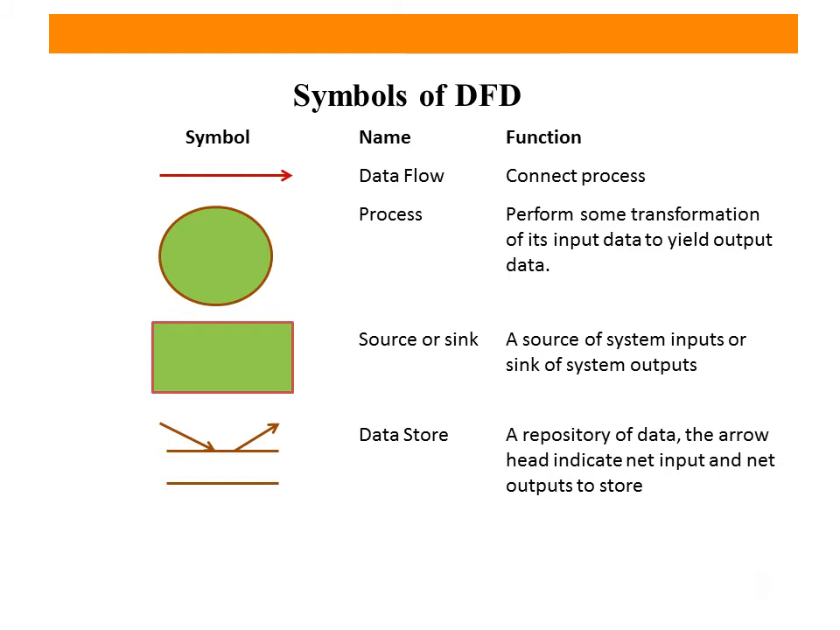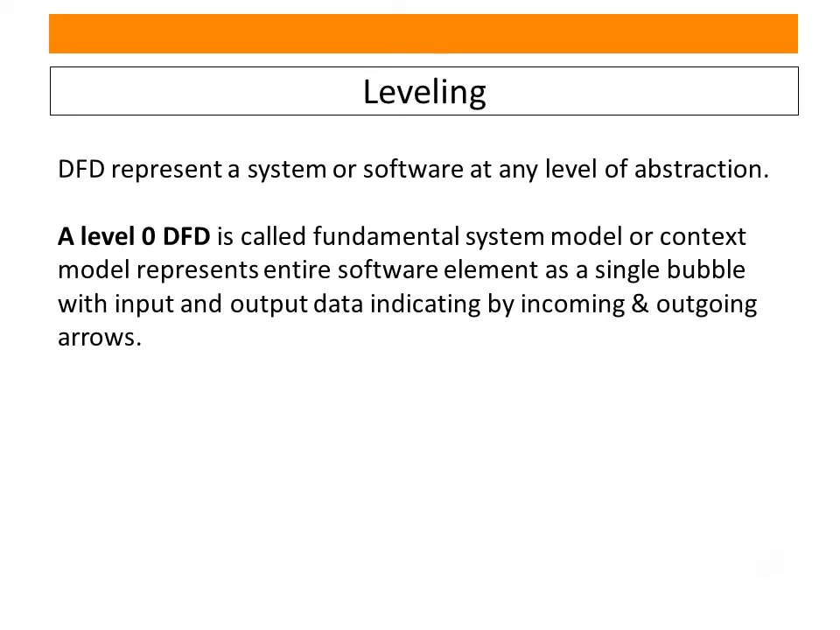So what does the symbol say of a data store? A repository of data. The arrowheads indicate net inputs and net outputs to the store. So here is the leveling of data flow diagrams.